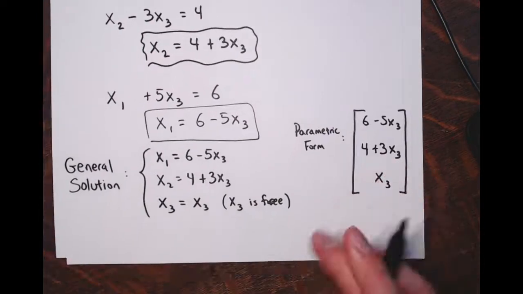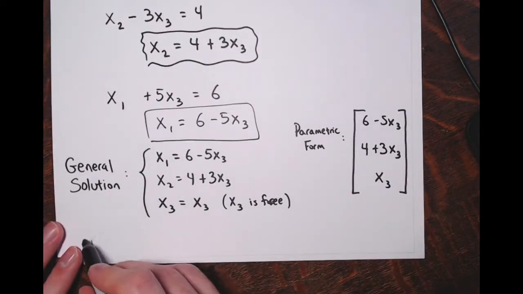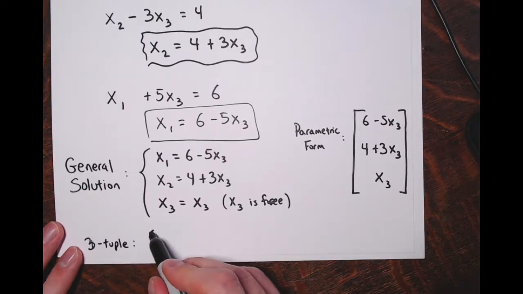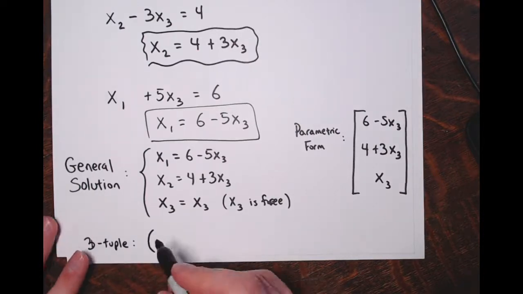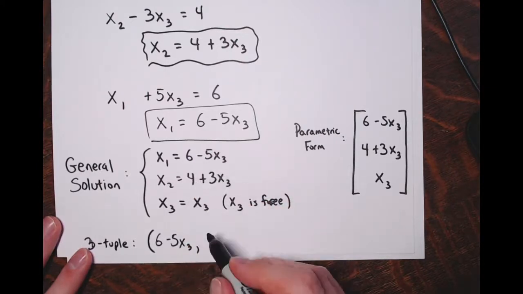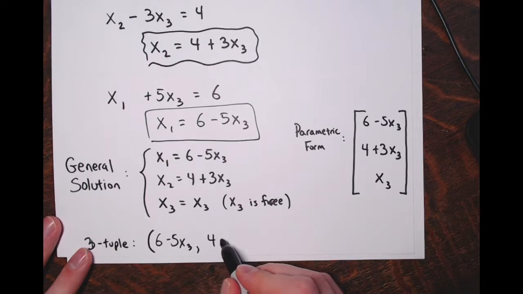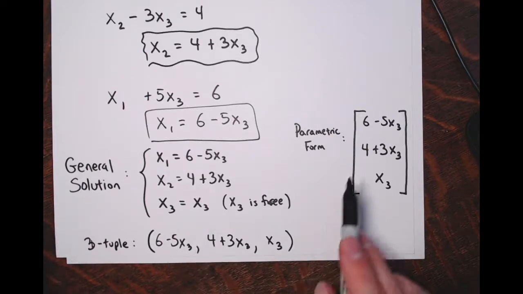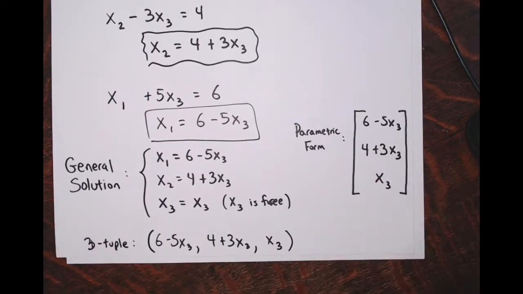You could also write this, as they mentioned, as a 3-tuple, because there are 3 values. Just like an ordered triple, the first value is 6 minus 5x3. This is the value of x1. The second value, x2, is 4 plus 3x3. And the third value is just x3. But again, every single place is dependent upon the free variable. Everything depends on the value you choose for the free variables.